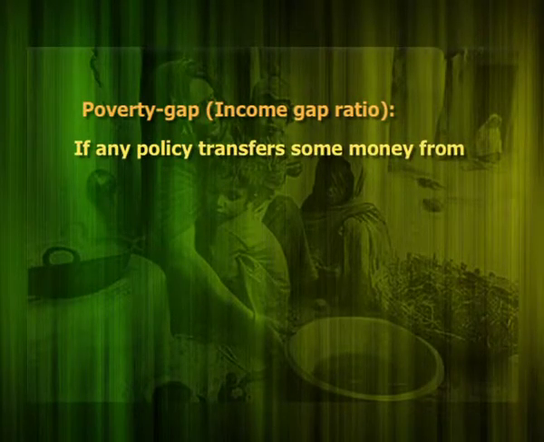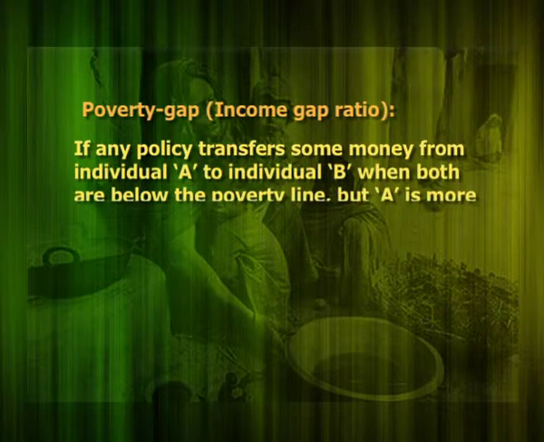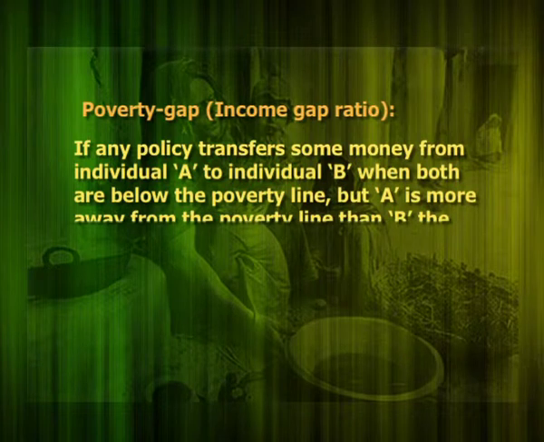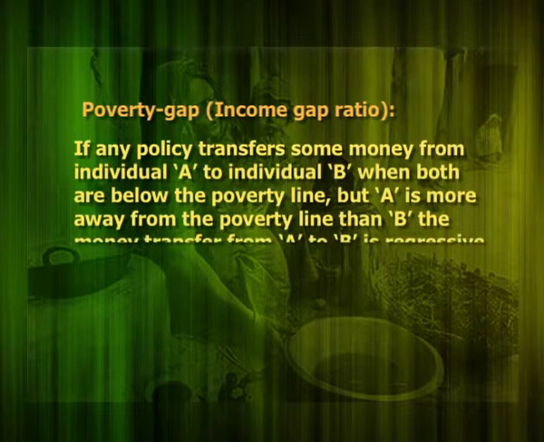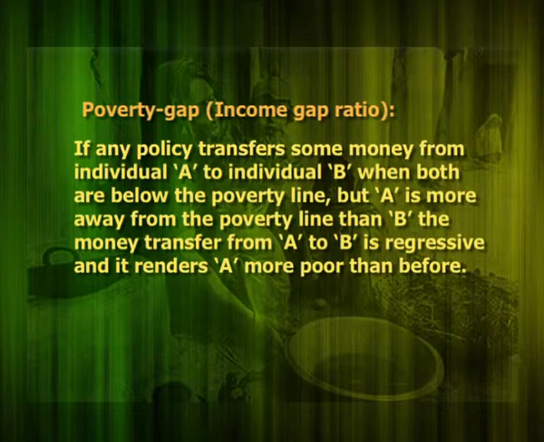Sen points out that the income gap ratio, denoted as I, is completely insensitive to transfers of income among the poor so long as nobody crosses the poverty line by such transfers. If any policy transfers some money from individual A to individual B, where both are below the poverty line but A is further away from the poverty line than B, the transfer from A to B is regressive and renders A more poor than before. I does in a way ignore the number of people below the poverty line. Sen rejects both these measures of poverty.